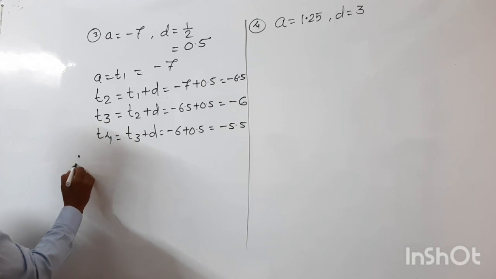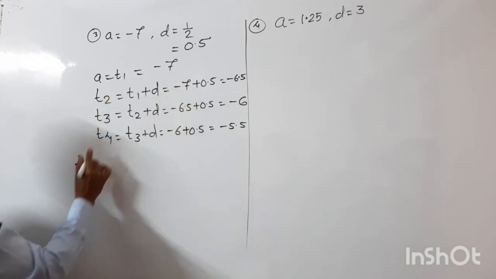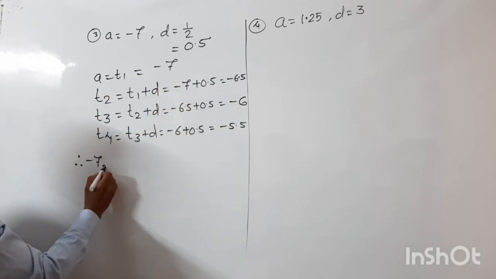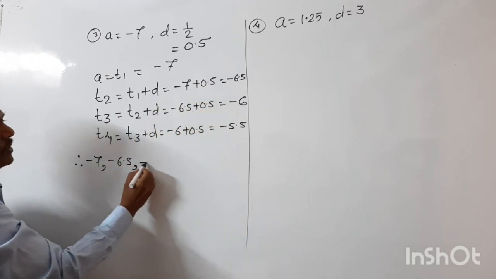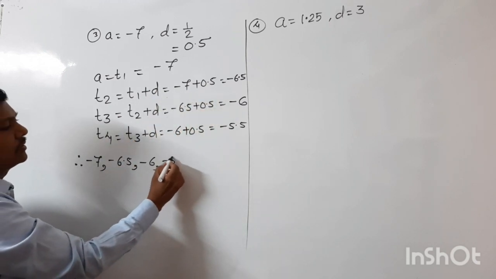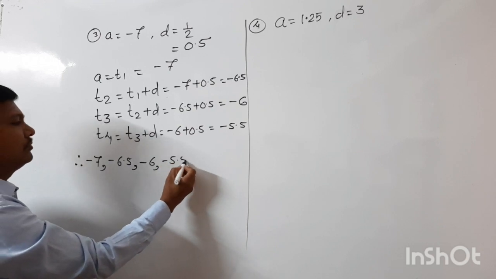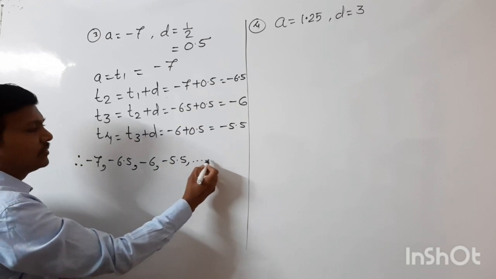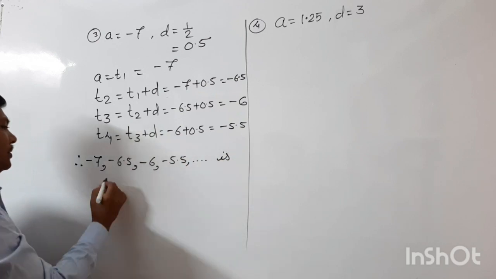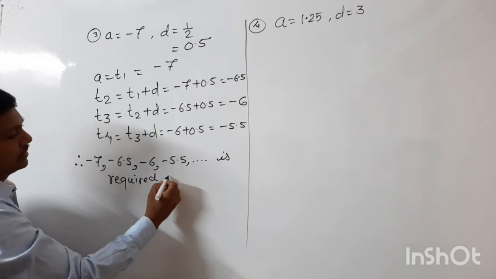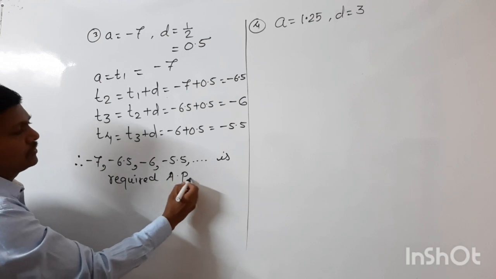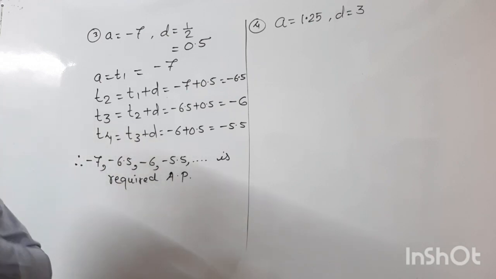And therefore our answer, that is the first term means minus 7, then the second term minus 6.5, then minus 6, and then minus 5.5. That is the required AP, means our arithmetic progression.